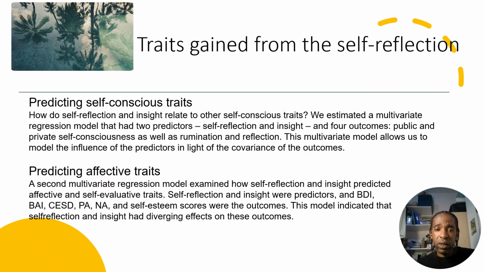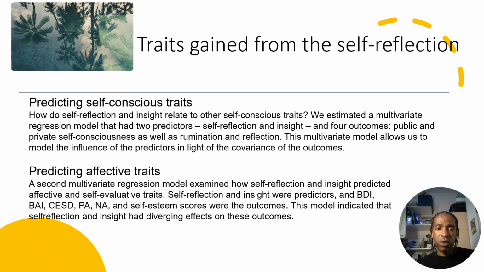Traits gained from the self-reflection. Predicting self-conscious traits. How do self-reflection and insight relate to other self-conscious traits? We estimate a multivariate regression model that had 2 predictors, self-reflection and insight, and 4 outcomes: public and private self-consciousness as well as rumination and reflection. This multivariate model allows us to model the influence of the predictors in light of the covariance of the outcome.